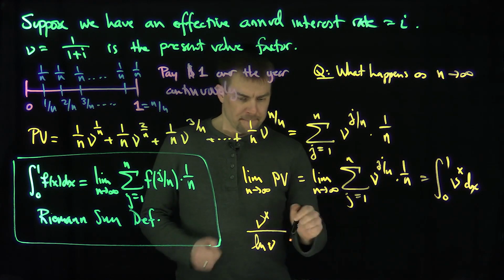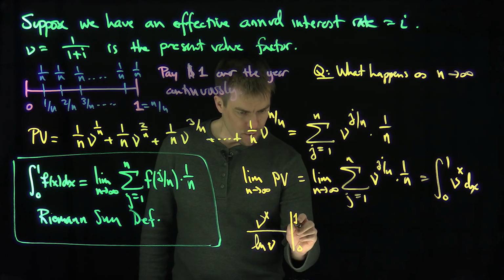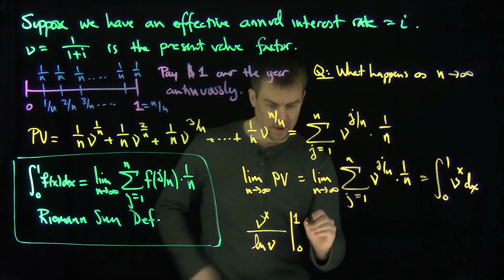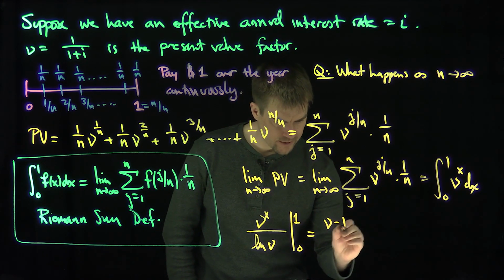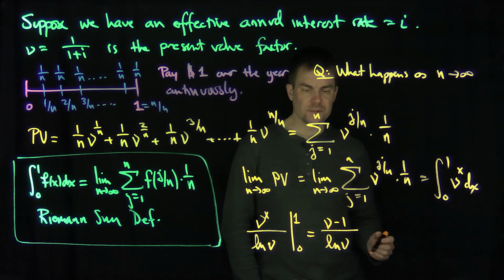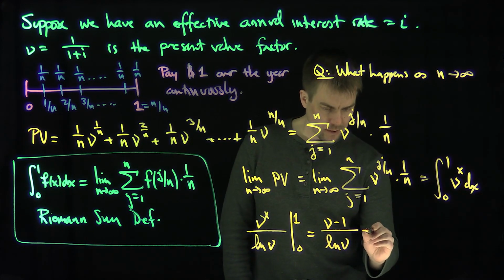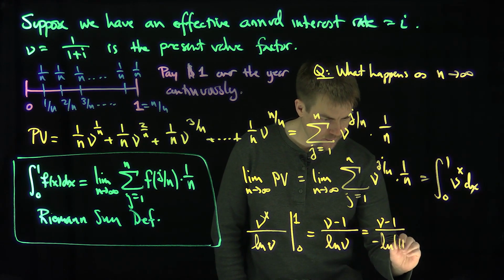Excellent. And so now I evaluate this from what to what? I evaluate this from 0 up to 1. So at 1, we're going to get a nu. At 0, we're going to get a minus 1. And we're going to have a log of nu. Now the log of nu is the same as negative the log of 1 plus I. So I'm going to write this as nu minus 1 over negative the natural log of 1 plus I.